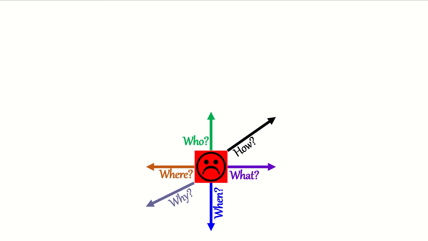Allow me to digress for a minute. There are several techniques that you can use to brainstorm why a problem occurs. One of the most popular methods is the 5 whys technique. Check out my video describing the 5 whys technique by clicking on the link provided in the description box below. Okay, back to our mind map.